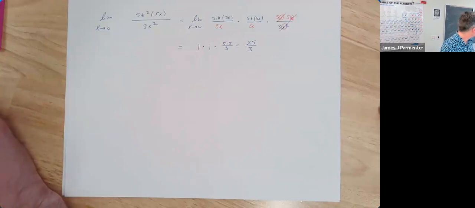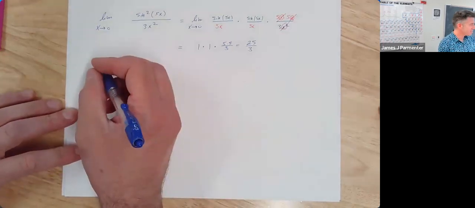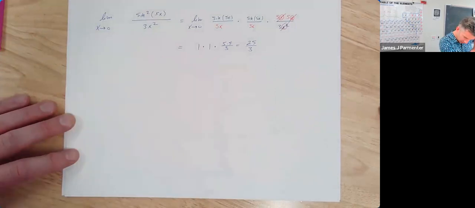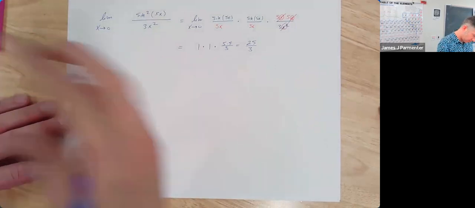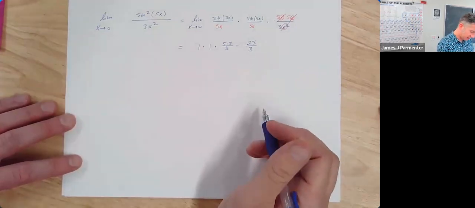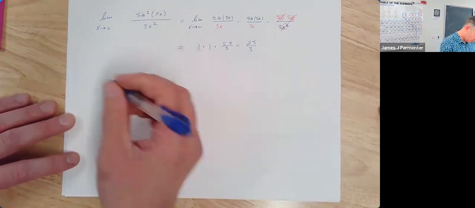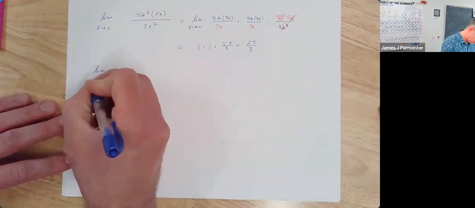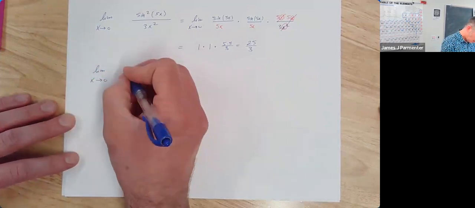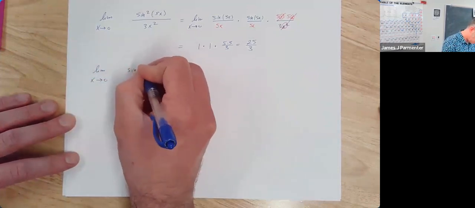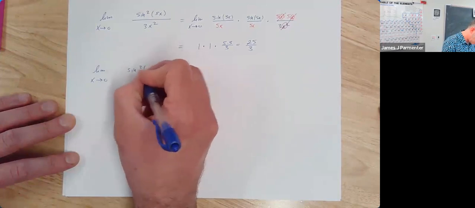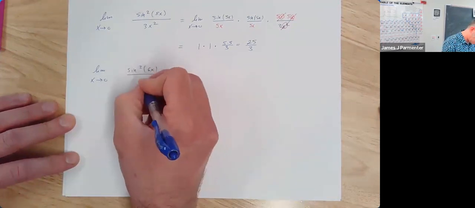Let's do 2 more of this variety and then we'll switch it up a little bit. Sure. Let's look at something that looks kind of similar, but is actually quite a bit different. I say things and then I actually have to do them. Sure. I want the limit as x goes to 0 of sine squared of 6x over just 6x.